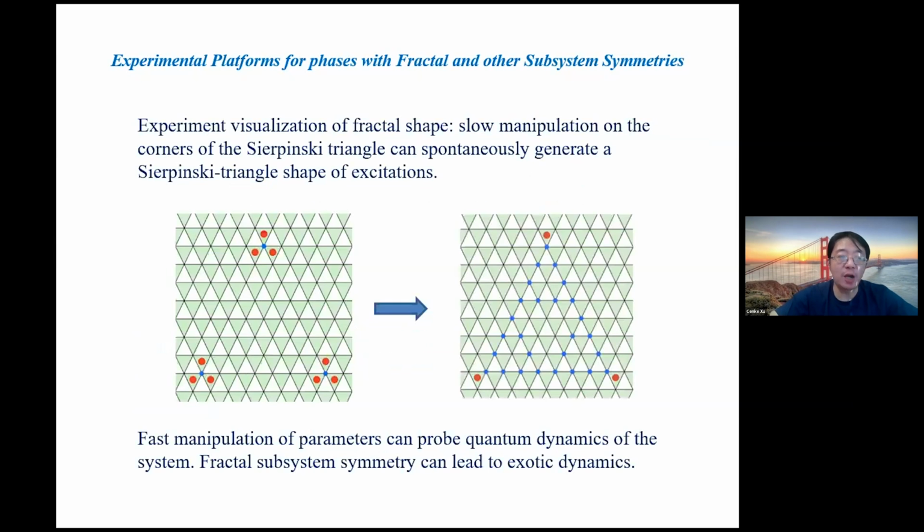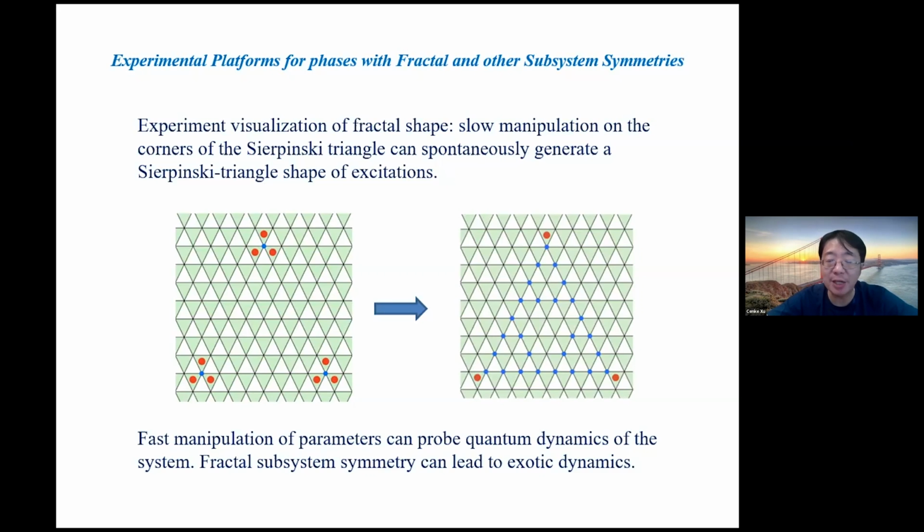Okay, so experimentally, what can we do to probe the fractal shape? For example, in the cold atom system, we can manipulate the system in a very precise way. We can manipulate each atom individually.